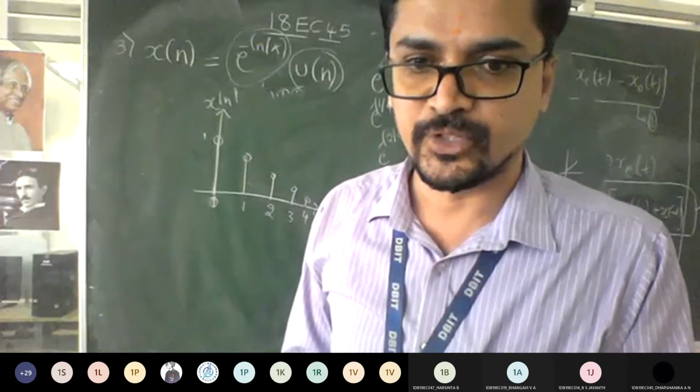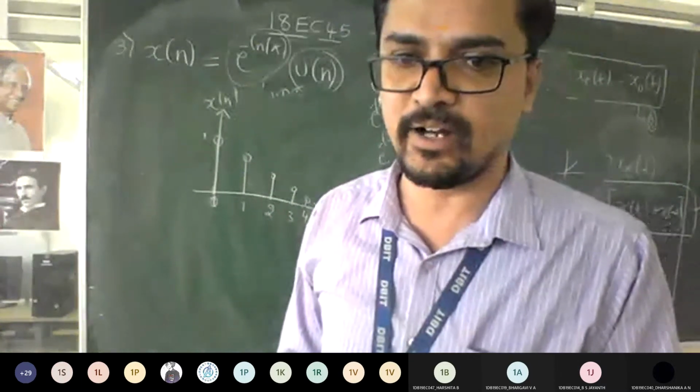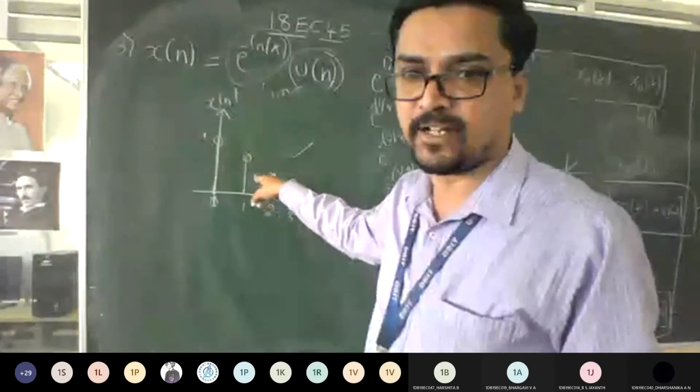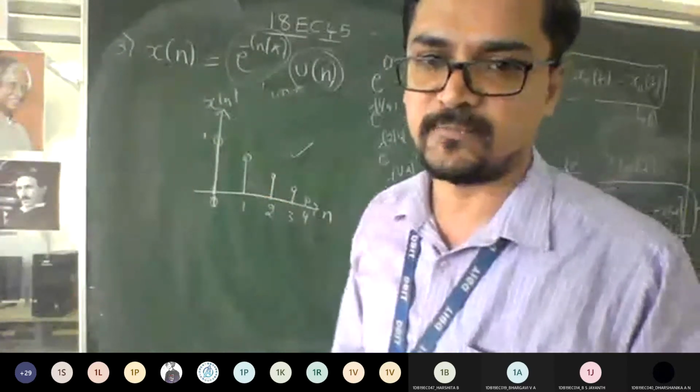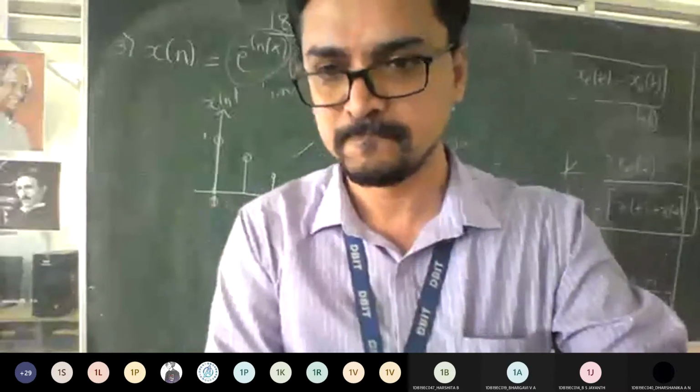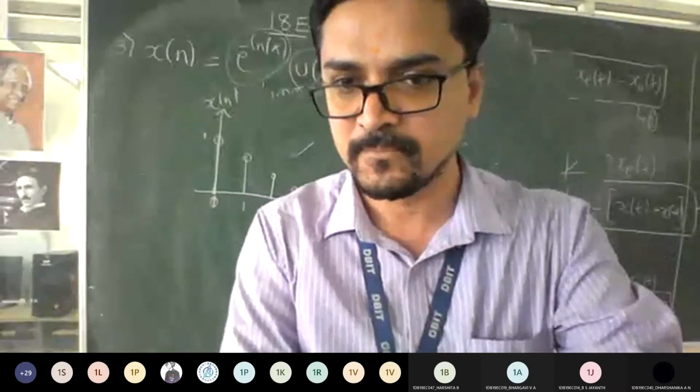Any doubts on how to get the discrete signal's odd and even sketch? Only writing the waveform is important. If you write this, then the remaining you can do easily. Am I clear till here? Is it fine?